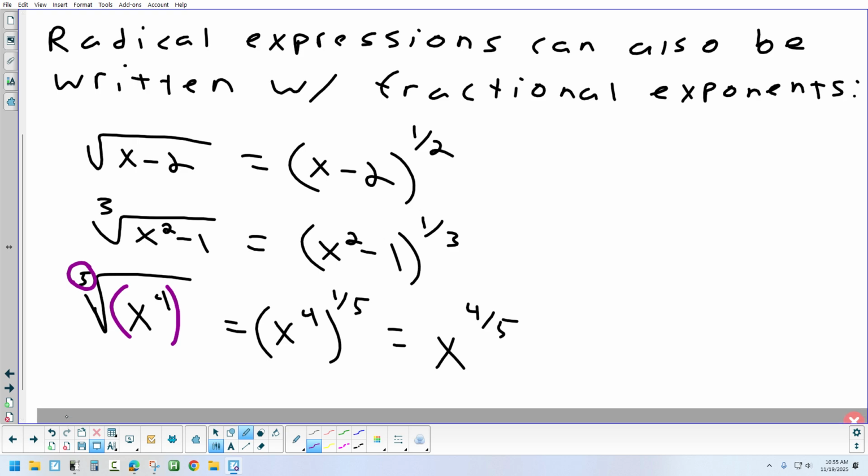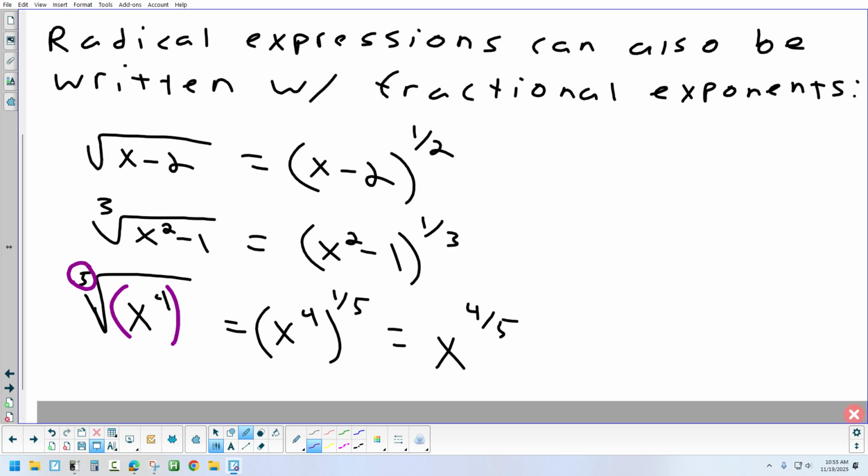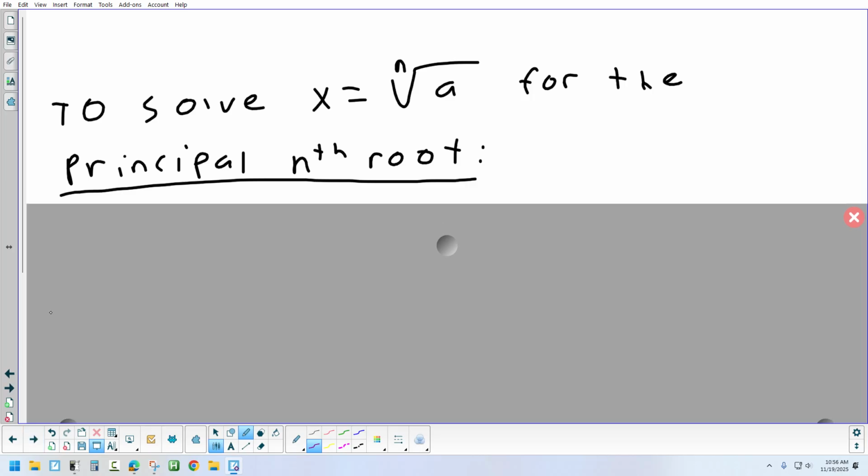Did you multiply the 4 and 1? Where, right here? Yep, I did. Okay. 4 times 1/5. And that's how we got x to the 4/5.